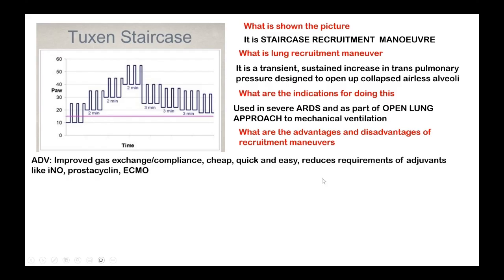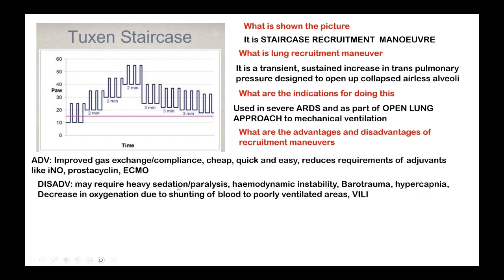Okay. So it improves gas exchange and compliance. It is a quite cheap method, quick and easy, and reduces requirements of adjuvants like inhaled nitric oxide or prostacyclin. What are the disadvantages? Hemodynamic instability, hypotension, barotrauma, it mainly requires high sedation and paralysis, hypercapnia, decrease in oxygenation due to shunting of blood to poorly ventilated alveoli, and ventilator-induced lung injury. All these things are disadvantages.